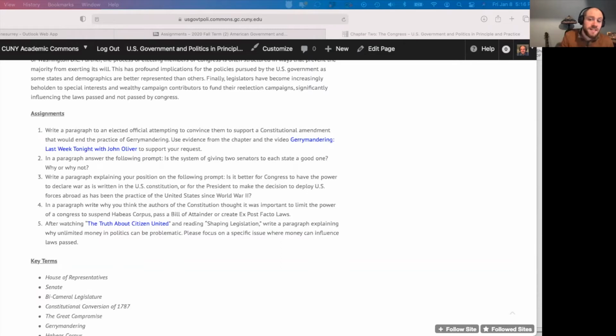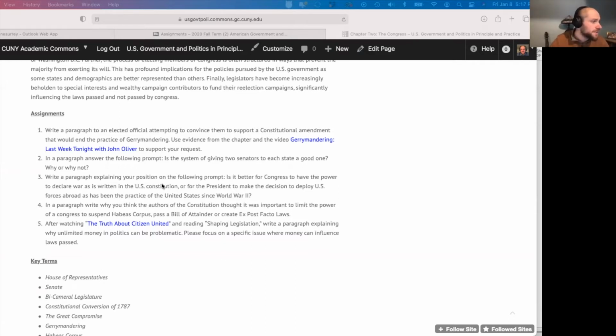Number 1, you have to have a clear argument in your paragraph. All of these force you to take a position, right? Write a paragraph to an elected official attempting to convince them to support a constitutional amendment that would end the practice of gerrymandering. You are making an argument. You are writing a paragraph to an elected official about this. In a paragraph, you are answering the following question: is the system of 2 senators to each state a good one? That's a paragraph. You're making an argument.